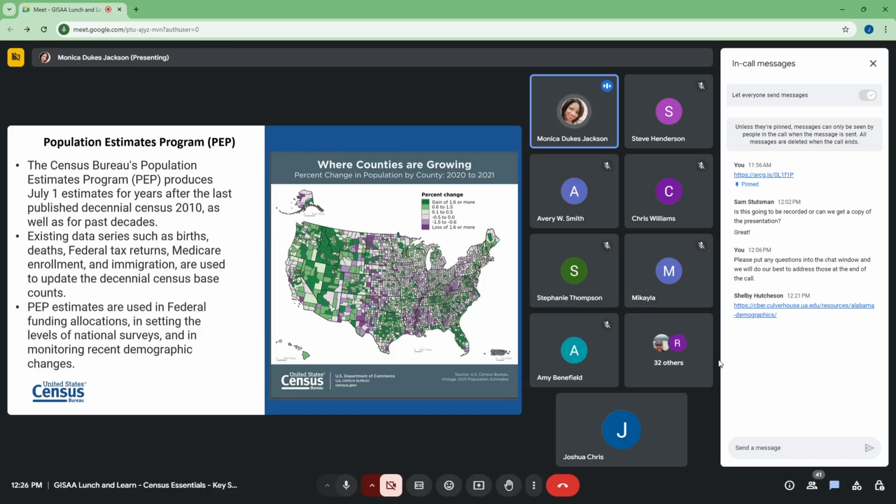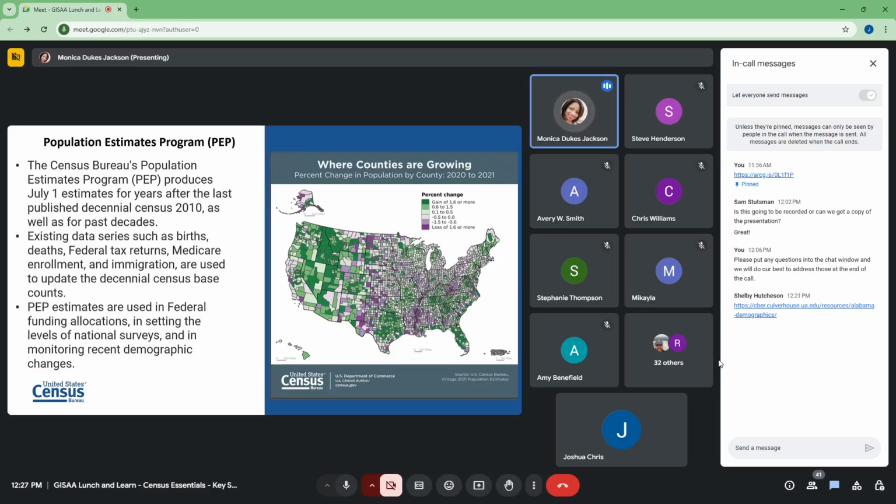Additionally, housing unit estimates are produced for the nation, states, and counties. The program annually utilizes current data on births, deaths, and migration administrative records to calculate population change since the most recent decennial census and produce a time series of estimates of the population, demographic components of change, and housing units. So the annual time series of estimates begins with the most recent decennial census data and extends to the vintage year. These estimates are used in federal funding allocations, as survey controls, as denominators for vital rates and per capita time series, and as indicators of recent demographic changes.